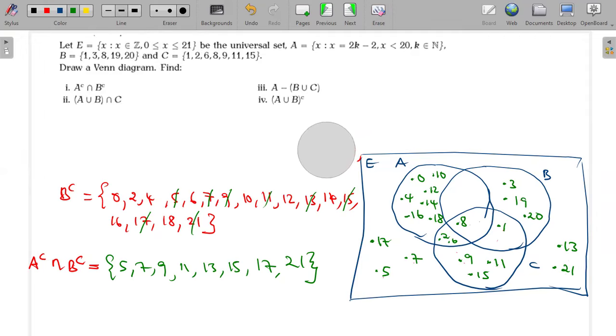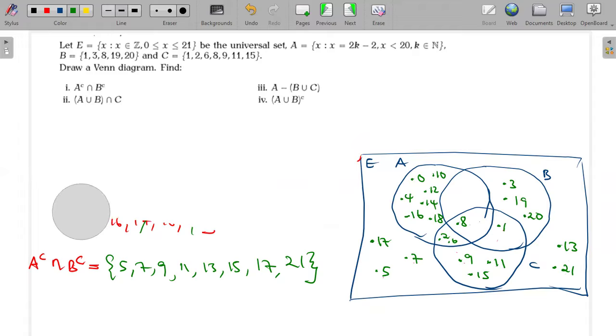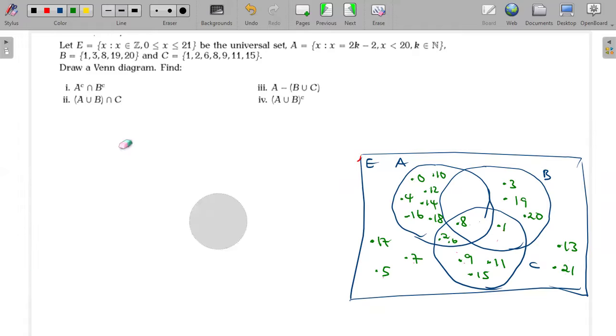So our next question is this part, that is A union B intersect C. So A union B, you're looking at elements that are in set A or they're in set B, or they're in both of those two sets. So let's first list down A union B.